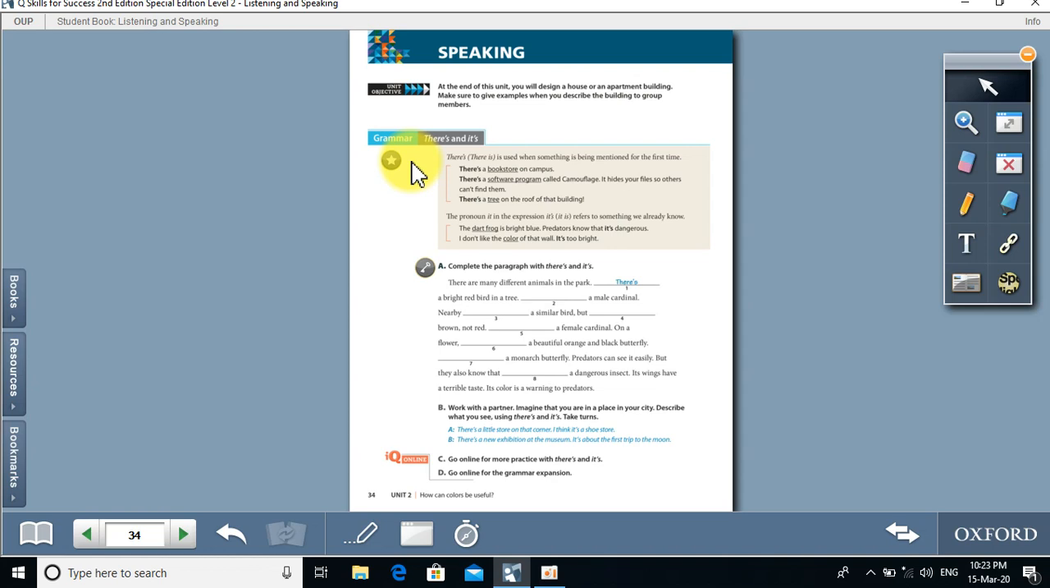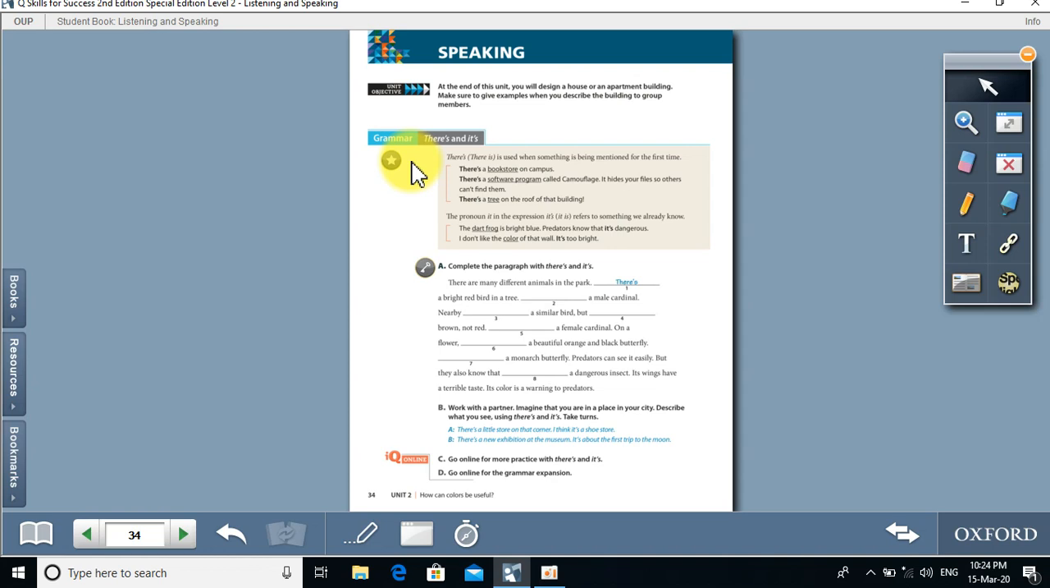The pronoun it in the expression it's or it is refers to something we already know. For example, the dart frog is bright blue. Predators know that it's dangerous. Second example, I don't like the color of that wall. It's too bright. In the first example, it's is referring to the phrase dart frog. So it's talking about the dart frog. And in the second example, it's is referring to the color. I hope you understand.